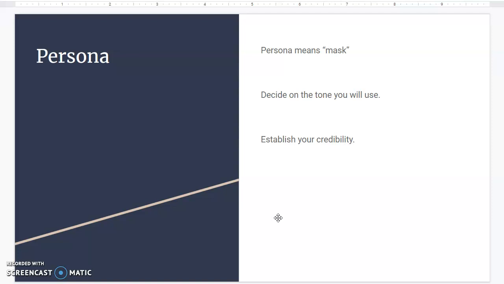And in terms of writing, it means how do you want to come across in your writing? Do you want to sound angry? Do you want to sound friendly? Do you want to sound very professional? Do you want to sound compassionate? So it comes down to the tone that you're going to use in your message.